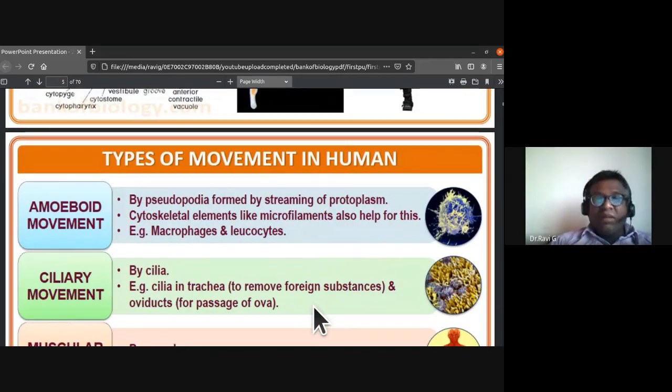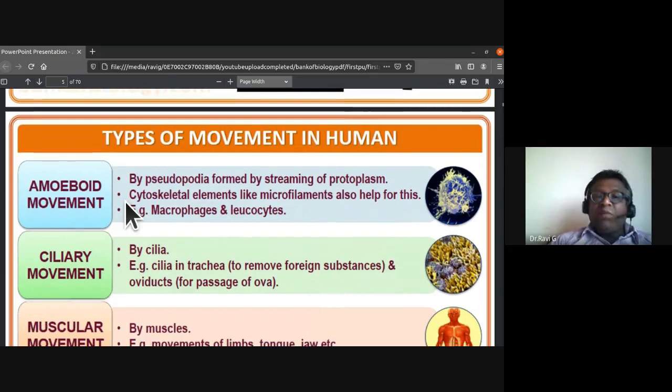The types of movement that you notice include amoeboid movement. In case of amoeba, you can notice this by pseudopodia. In amoeboid movement, it is by the formation of pseudopodia or false feet. Pseudopodia is nothing but false feet. They are formed by the streaming of protoplasm. The cytoskeletal elements like microfilaments within this amoeba also help for this.